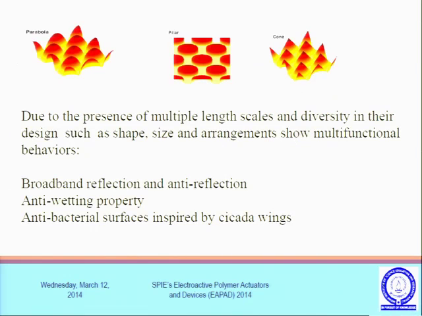These microstructures could be of various shapes, sizes, and orientations. Due to the presence of multiple length scales and diversity in their design, such as shape, size, and arrangement, this shows multifunctional behavior like broadband reflection, anti-reflection, anti-wetting properties, and antibacterial surfaces inspired by cicada wings.